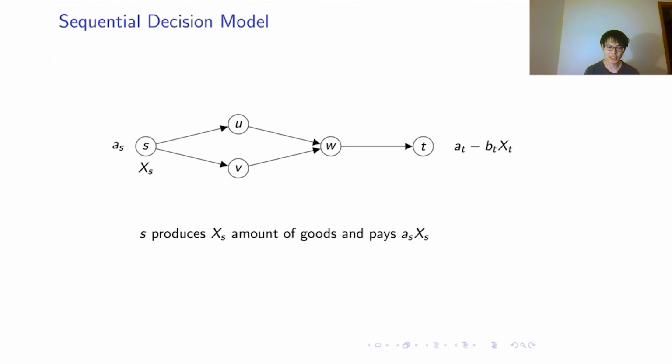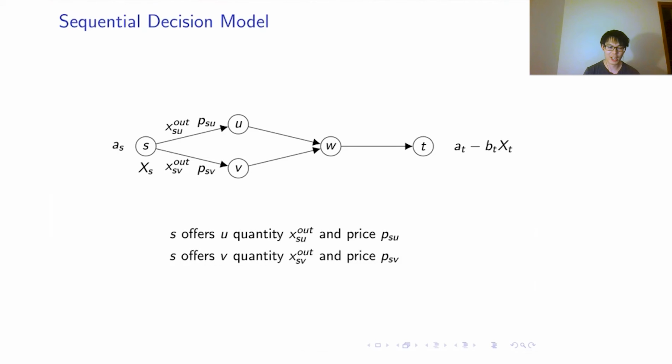In the beginning, S produces an excess amount of goods and pays AS times excess. So after producing, S offers U some quantity of goods with a price. And this quantity is termed XSU superscript out. So later, whenever you see superscript out, it means the quantity that's offered from the upstream. Similarly, S offers V some amount of goods and the price. And we note that the total offering amount to the downstream cannot exceed the produced amount by S.